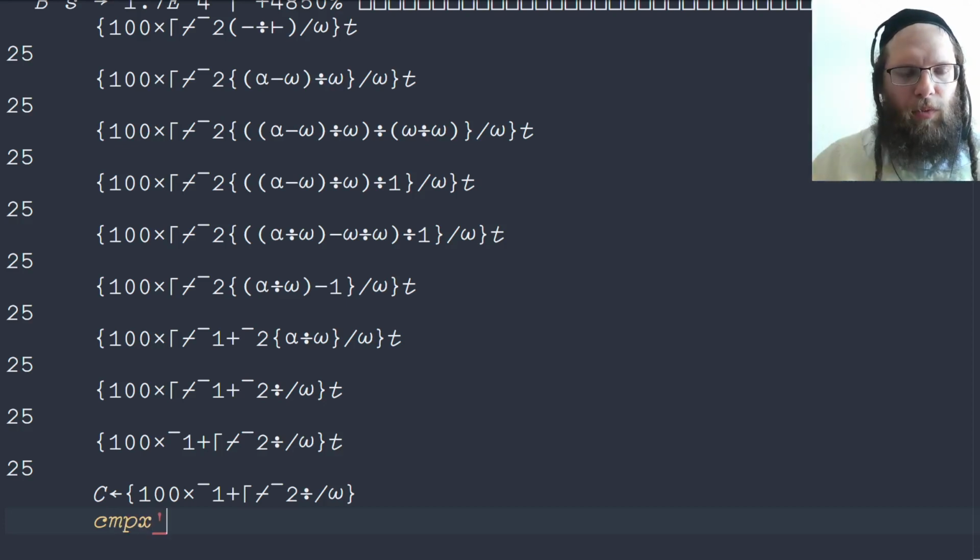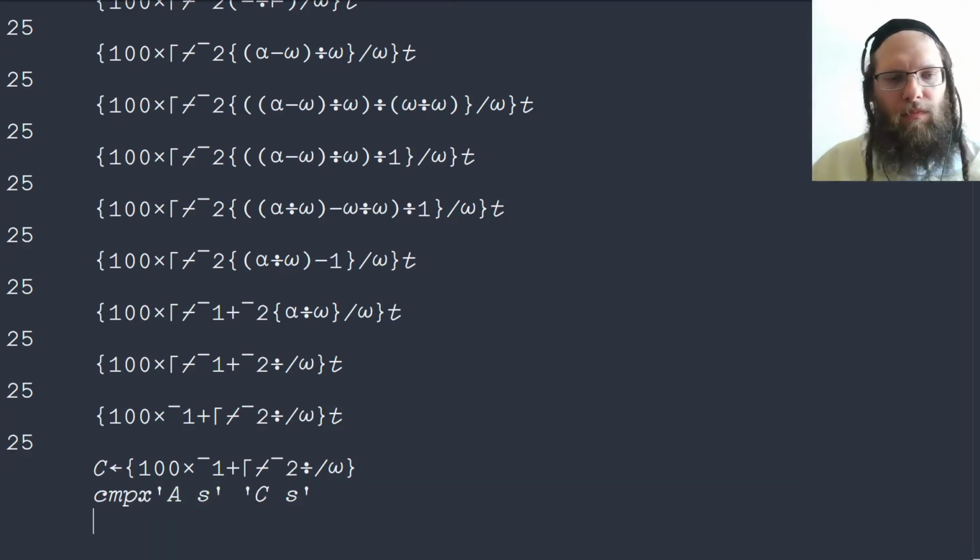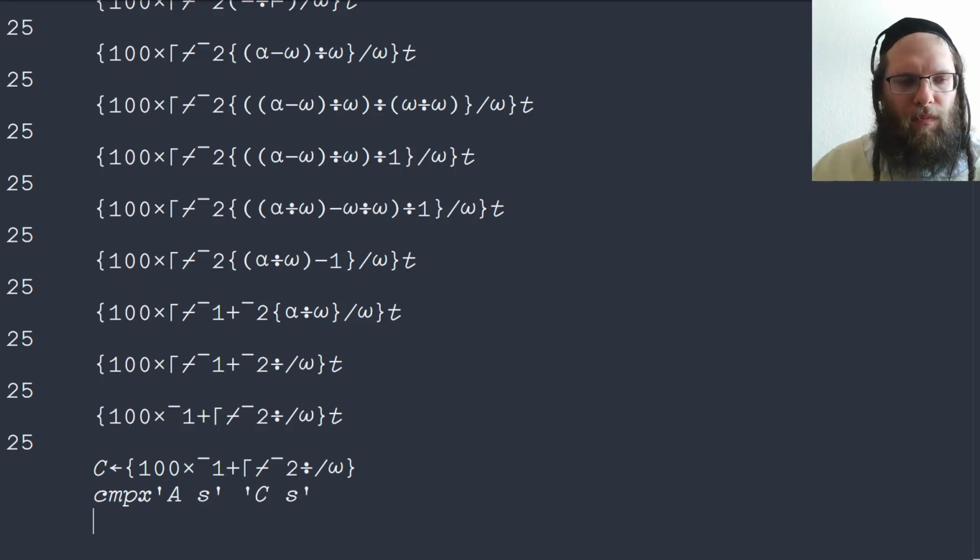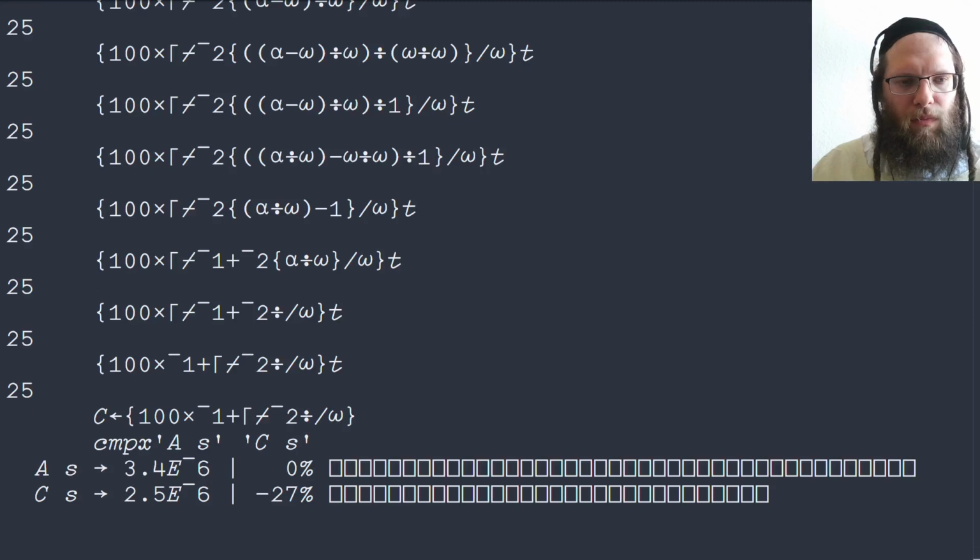Let's try it. So we found that A was the fast one, but we derived C from B, where we had the fused n-wise reduction. So C. So why is it that we're having such a significant difference between these two?